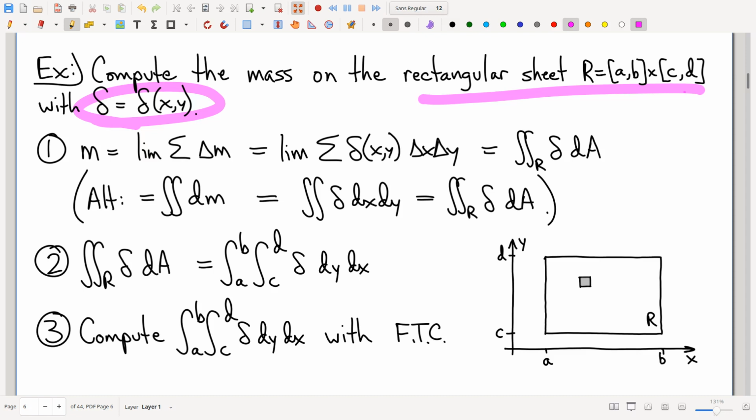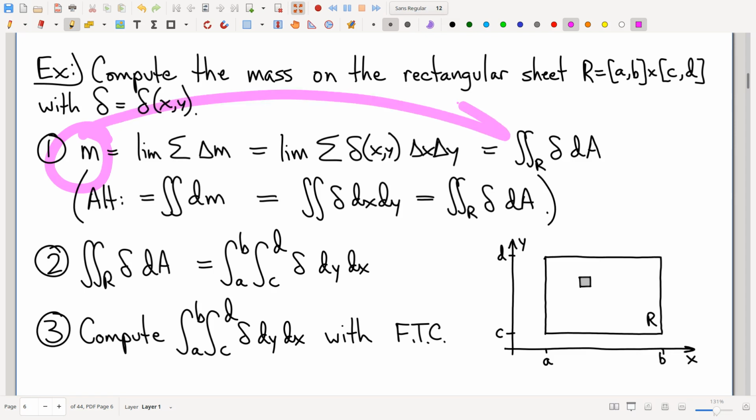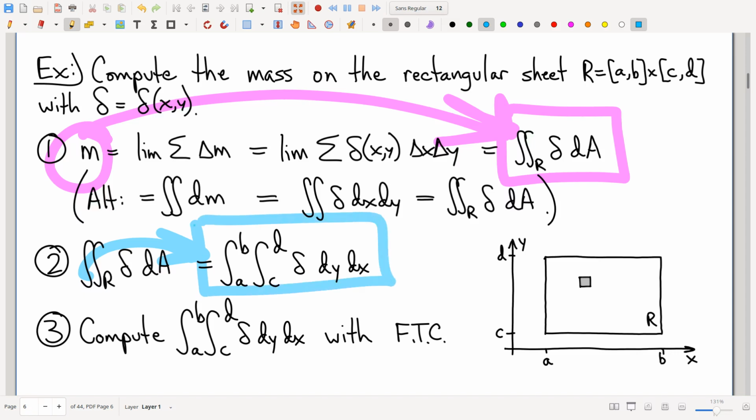Well, step one, let me do the broad strokes first, and I'll come back and do details. Step one, mass is a double integral of density. Come back and do the details momentarily. A double integral is an iterated integral, like on the previous page. And iterated integrals I can compute with the fundamental theorem of calculus. There's our three steps, just like in the diagram that we just talked about.